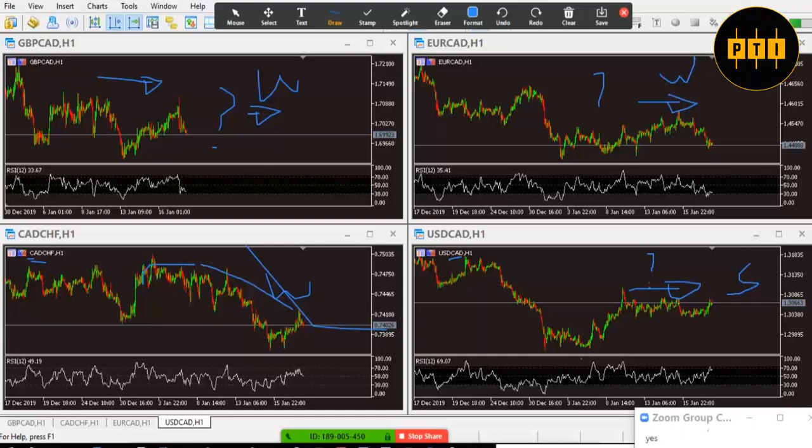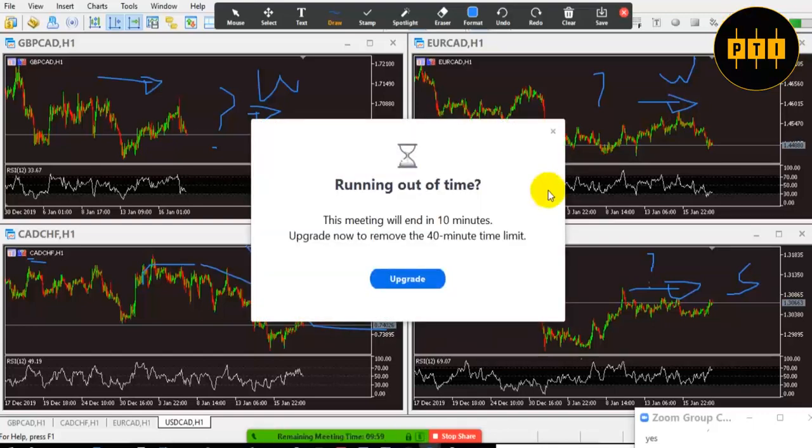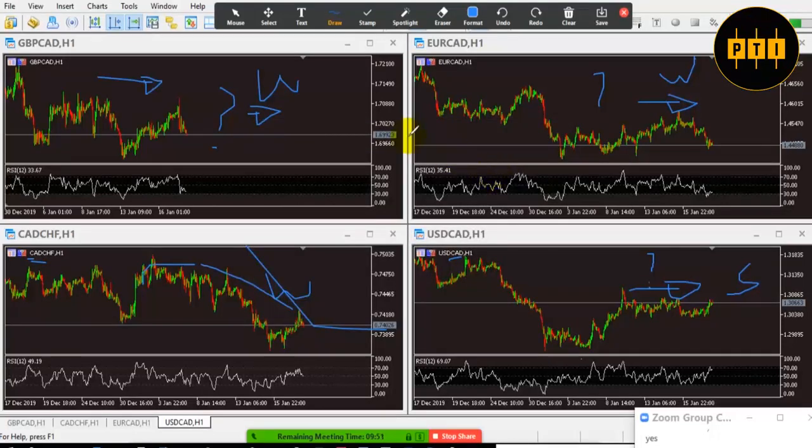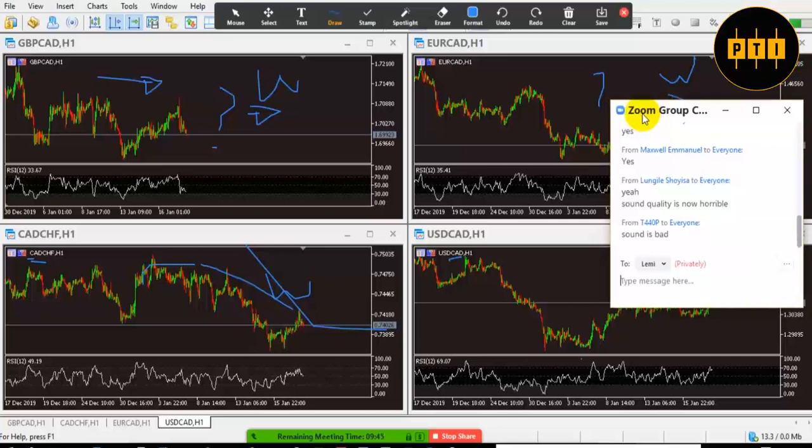You see, so you need to go with the overall result, with the overall strength. Is it weak or is it strong? I don't know if you guys understand.